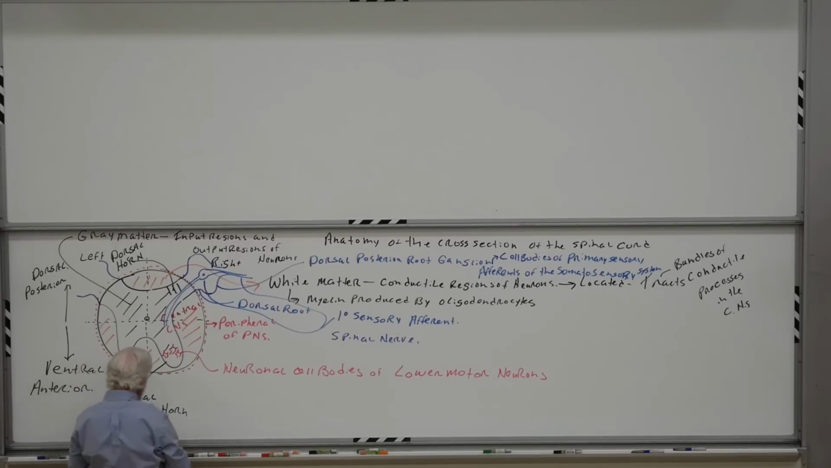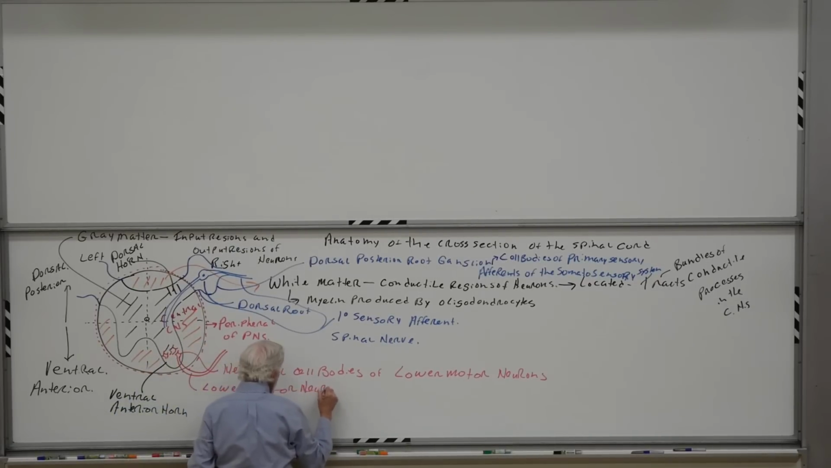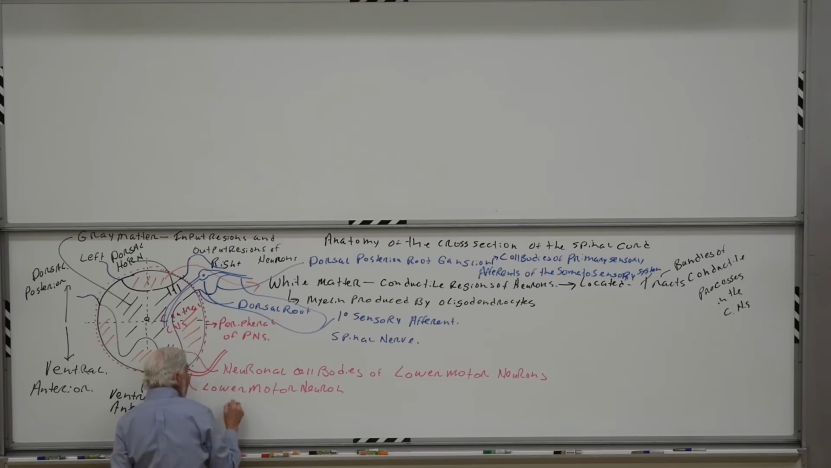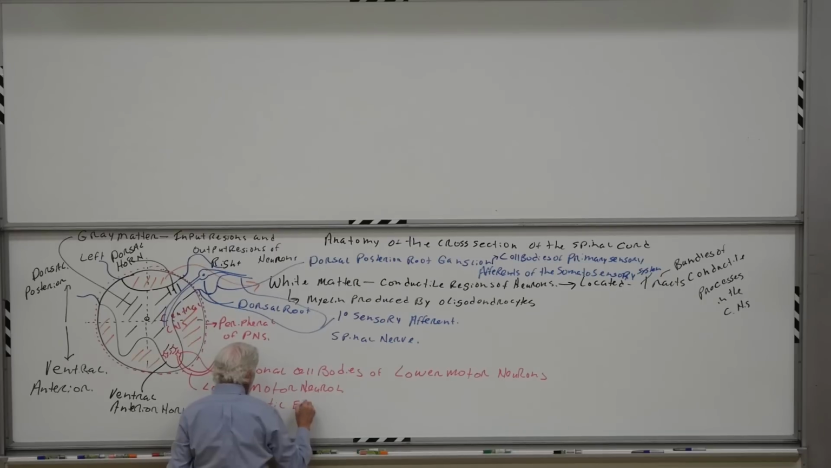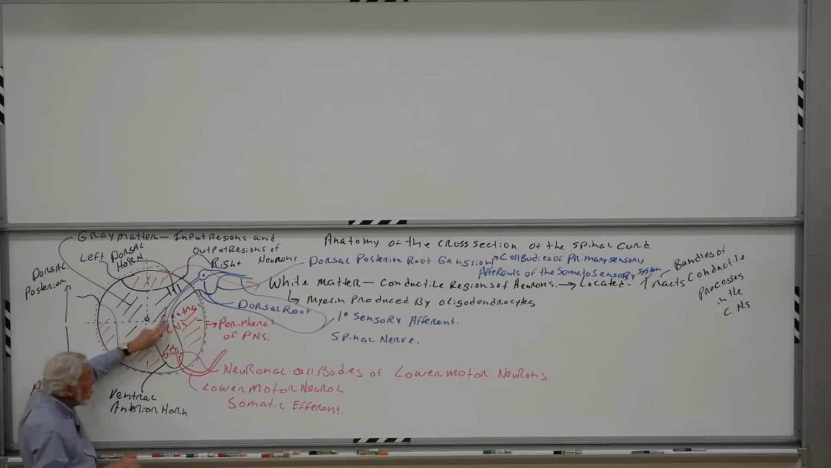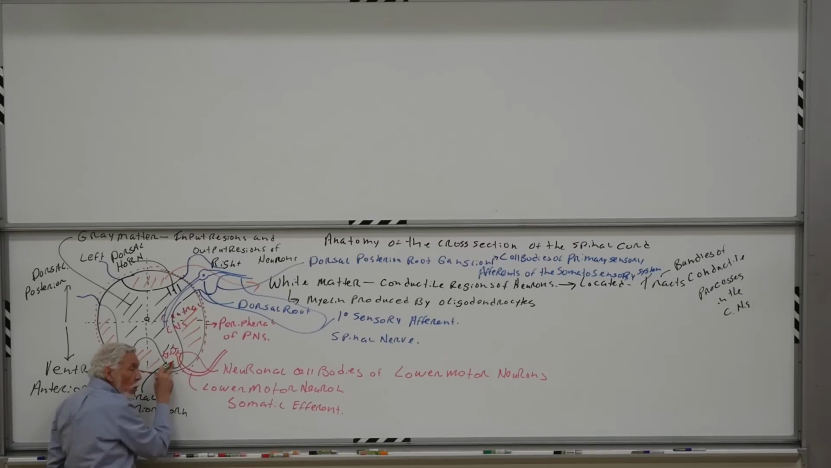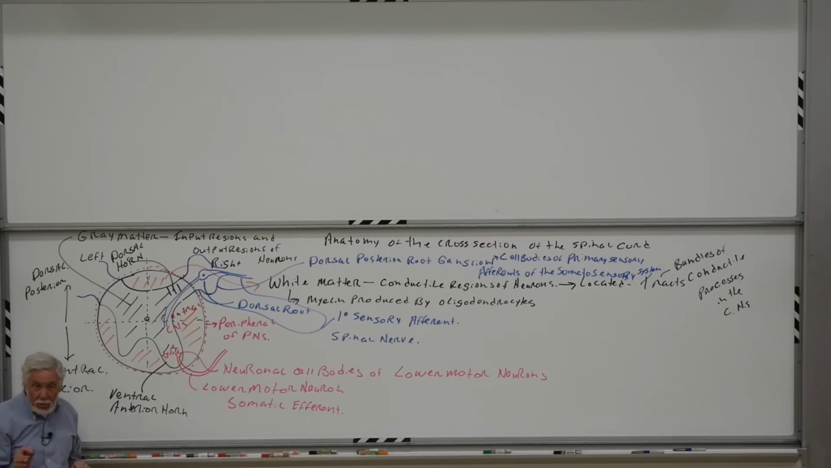Down here is a lower motor neuron that now extends a process out into the periphery. And this lower motor neuron can be thought of as a somatic efferent. So again, the circuit: we have a somatic afferent carrying information into the central nervous system and a somatic efferent carrying information away. These somatic efferents, these lower motor neurons, are destined to synapse onto muscle.